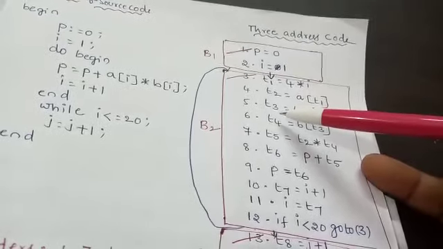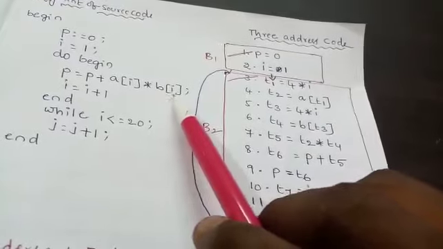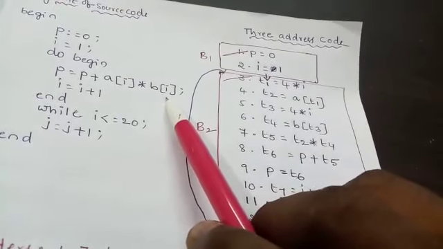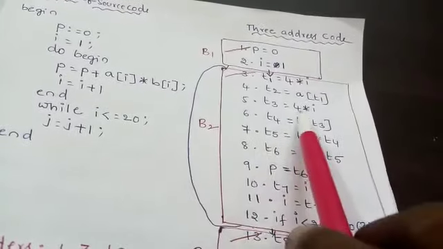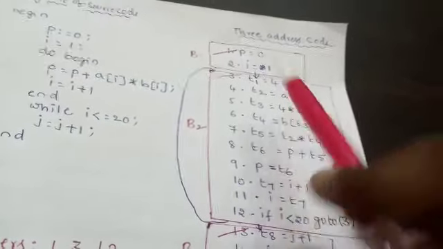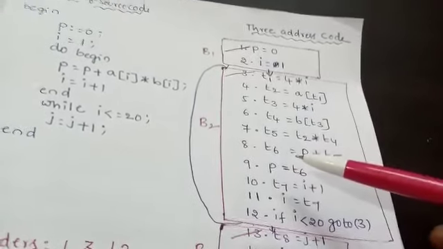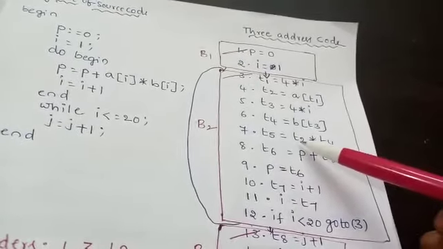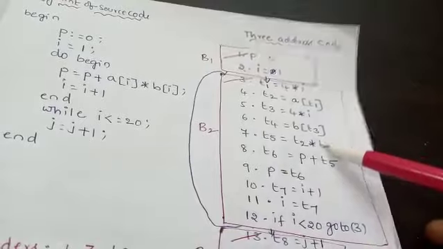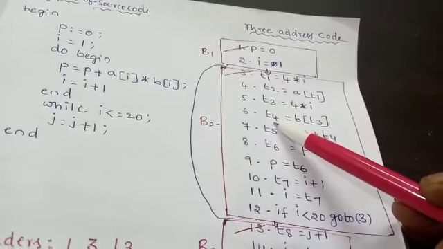Similarly, for T3 also, first we are going to calculate B of I. So we can write T3 equal to 4 into I. Then T4 equal to B of T3. Then multiplication should be performed. So T5 equal to T2 into T4, that is T2 into T4.